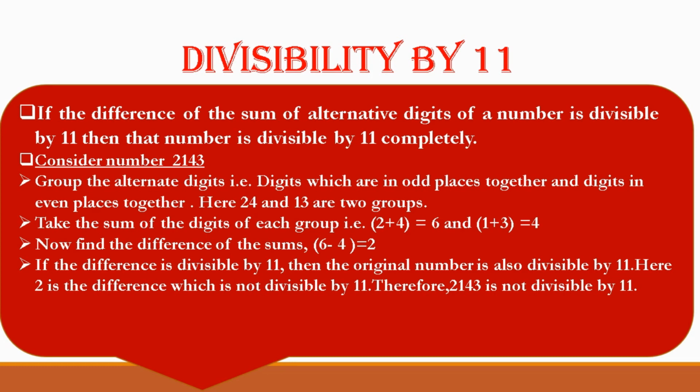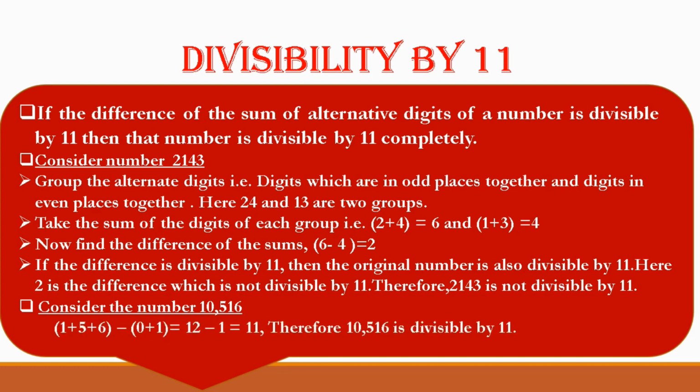Now let us consider another number, 10,516. Now we have to group the alternate digits here. In odd places we have 1, 5 and 6, and in the even places we have 0 and 1. When we add digits in the odd places, 1 plus 5 plus 6, we get 12. When we add digits in even places, we get 0 plus 1 equals 1.